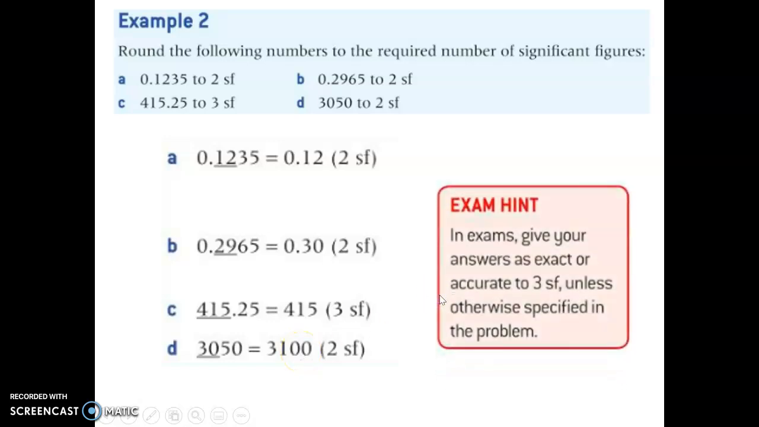All right, some more. And here's an exam hint for you as well. In exams, give your answers as exact or accurate to 3 sig fig. If you can get an exact answer, write that down. If you need to round, always round to 3 significant figures, unless otherwise told to do something else.